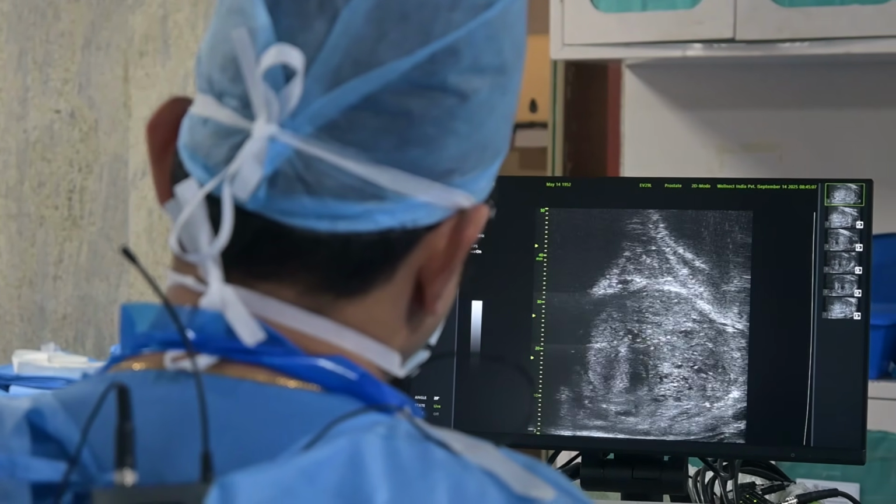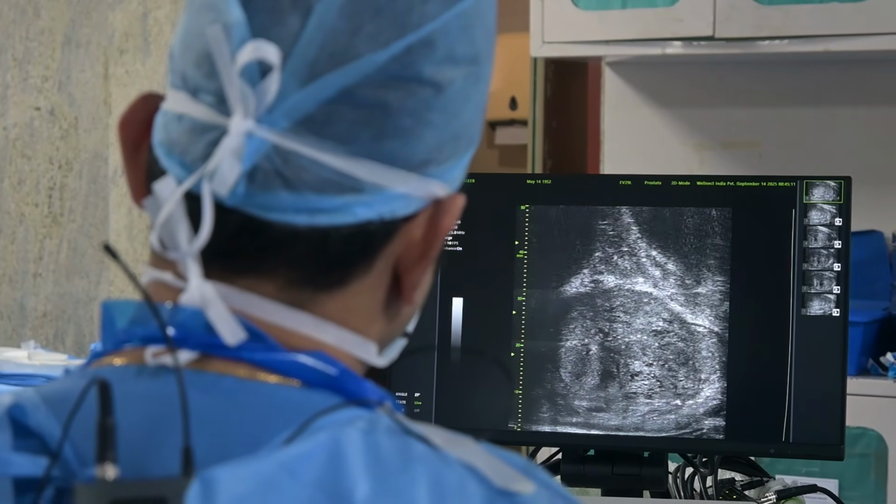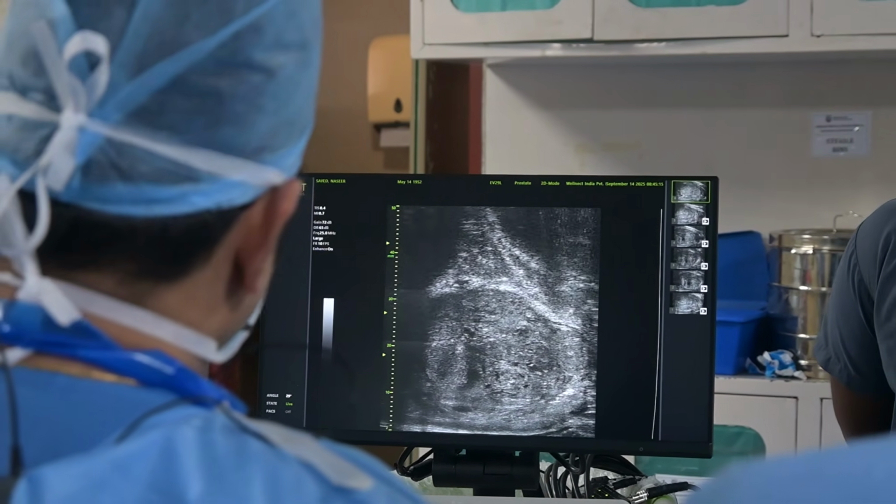Good morning, Dr. Abhishek. This is Dr. Vikram. Morning, sir. As I see, you are moving the probe to the left of the patient. This one right now? Now I am moving to the right of the patient.